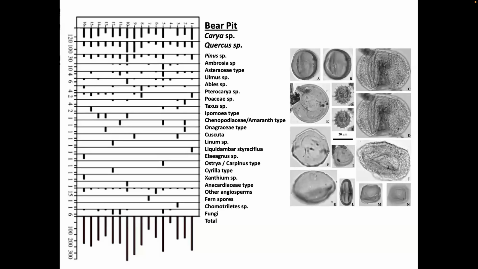Pinus is certainly one of the top three, right? Hickory and oak. Quercus and Carya, right? Carya are hickories, hickory trees. Quercus are oak trees. Pinus are pine trees. And there's some other things in here too.